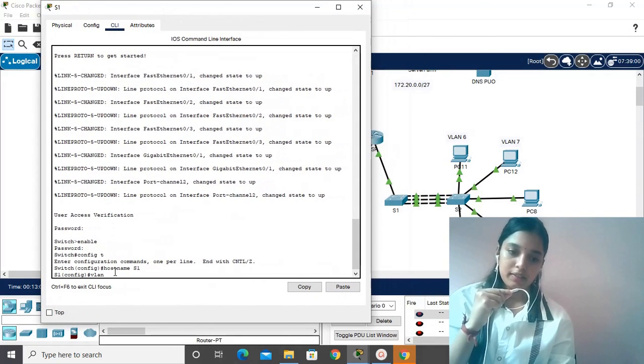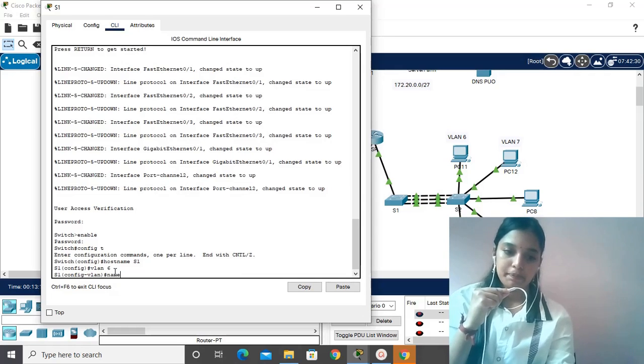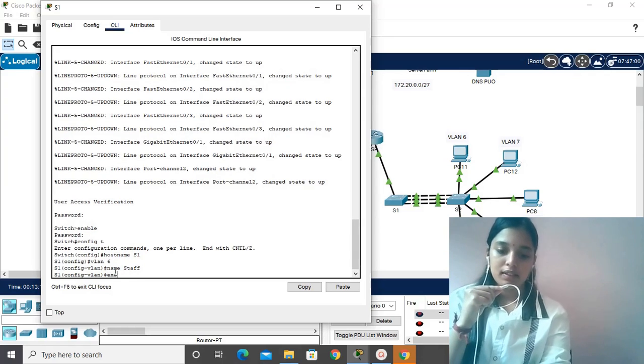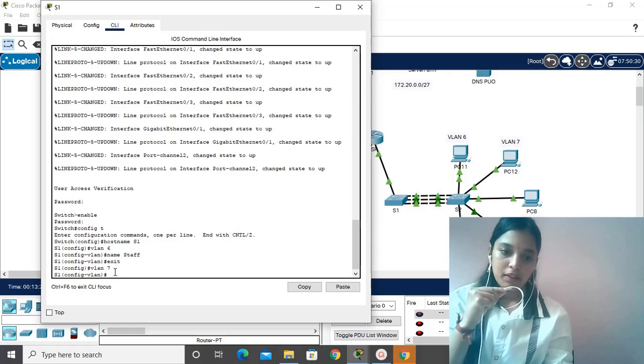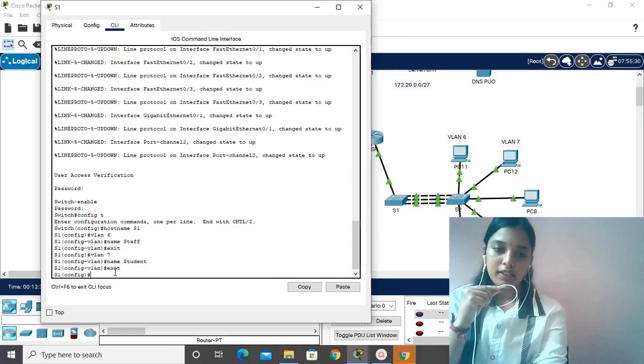So go to the table and write VLAN 6, enter, name Staff, with a capital letter S, and then exit and continue following the instructions. VLAN 7, name Student, the first letter will be capital, exit.